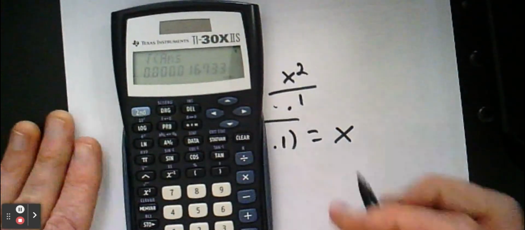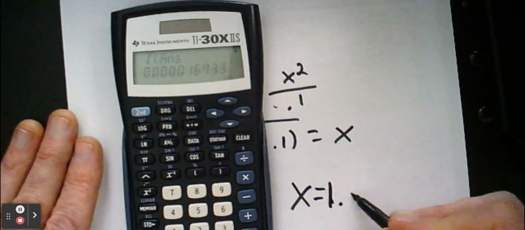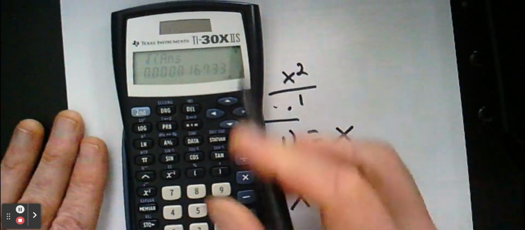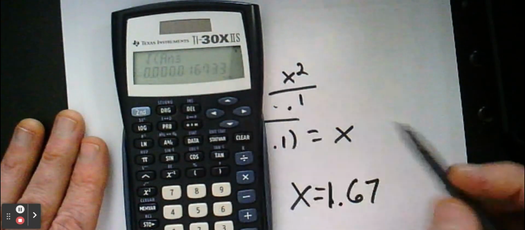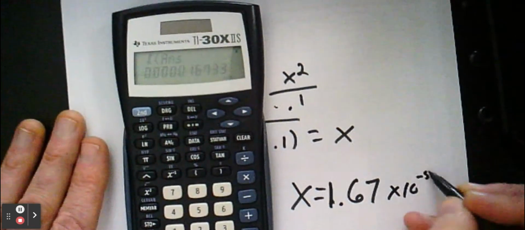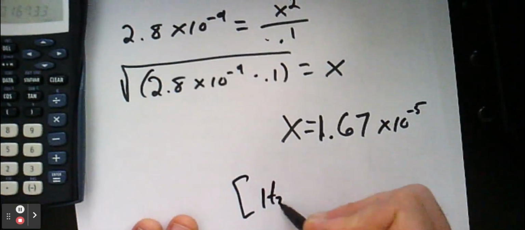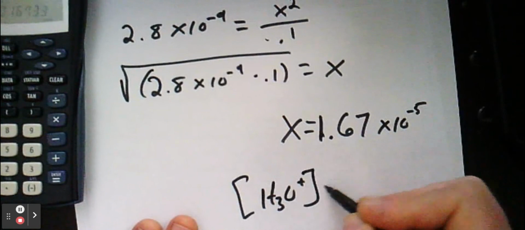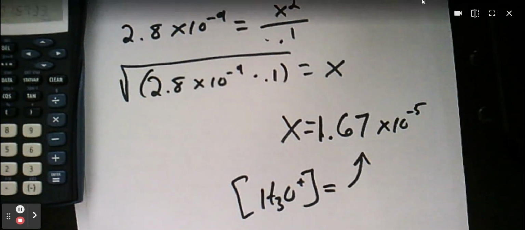So I get X is equal to 1.67332 times 10 to the negative fifth. So that's my concentration of H3O plus equals that. All right, and the RICE table allowed me to figure out what I'm going to substitute into my equations.